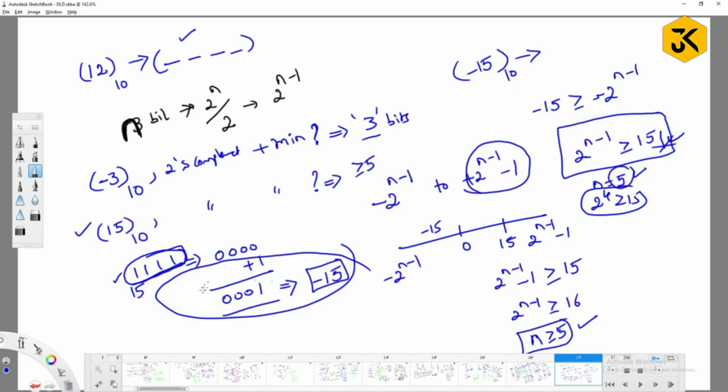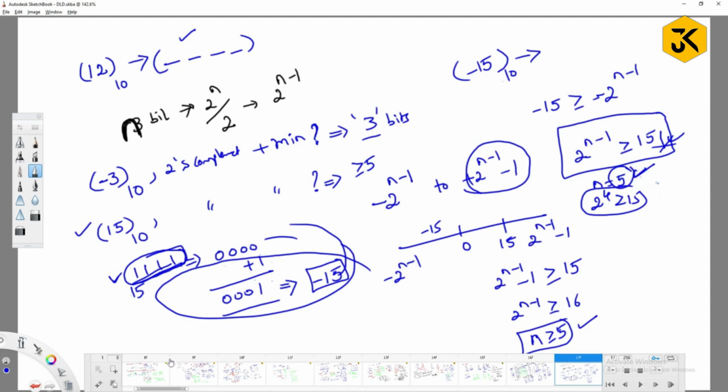But according to this logic of representing 15, see, this is completely different. This is minus 15 and this is plus 15. You should not compare these values. Okay, so this is correct. The number of bits required to represent minus 15 is 5.